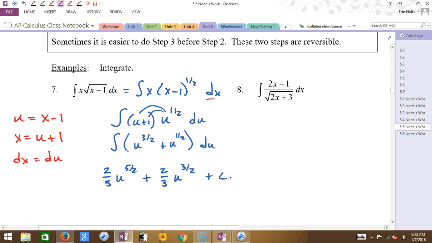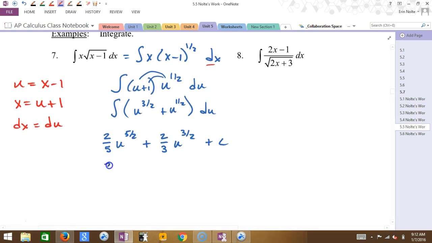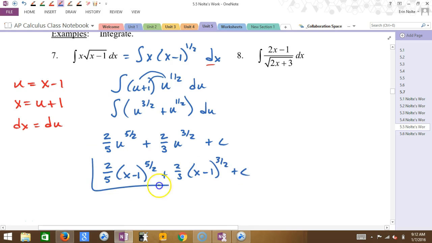Okay, and at this point we are almost done. We need to rewrite it in terms of x. So all I have left to do is to substitute my x back in. Okay, so u is the value of x minus 1 and that is done.